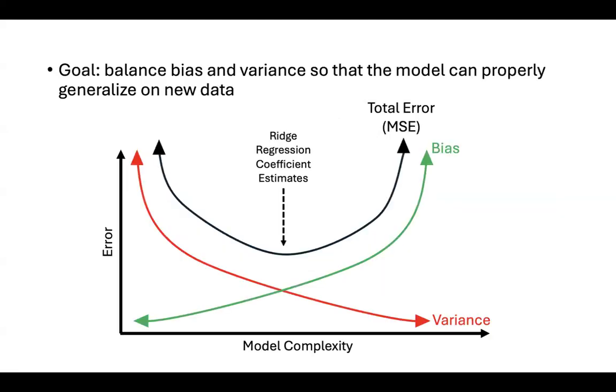The goal of ridge regression is to balance bias and variance so that the model can properly generalize on new data. As the model complexity varies, so do the bias and variance, and the model strives to find a place where the sum of the bias and variance is the lowest.